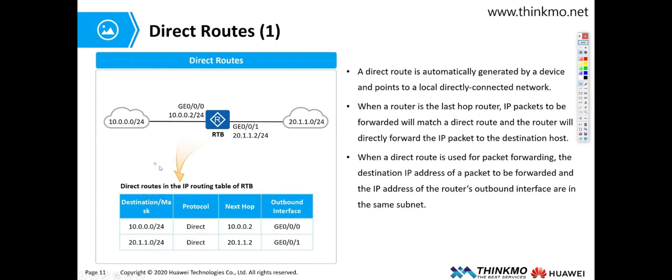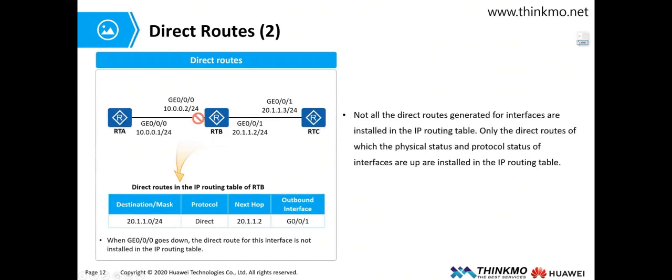For example, in this scenario, if I want to transmit data, let's say there is a computer at 20.1.1 and it wants to find someone at 10.0.1. During this process, after the computer sends out this data and RTB receives it, I will check the table. I see that this is a direct route on me, so which interface should I send it out from? I will send it out from my 0/0/0 interface, and here I can help others reach their destination. Helping others to forward.